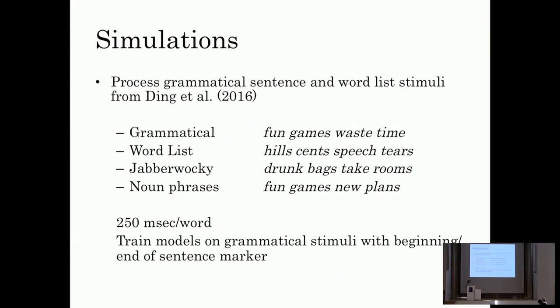In both cases, for Dora and for the recurrent neural network, we gave each word every 250 milliseconds, like in the human experiment. We trained the models on the grammatical stimuli beforehand, and we gave each model the same input. So it gets a signal that's the beginning of the trial and a signal that's the end. That sounds mysterious now, but in the second half I'll talk more explicitly about the learning.